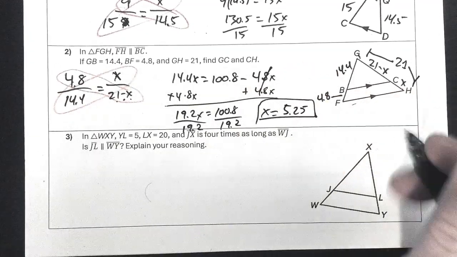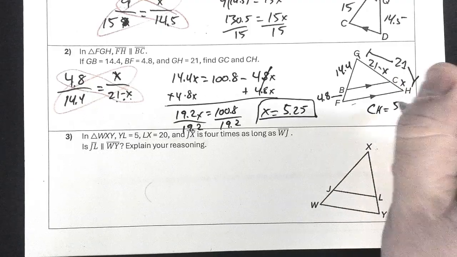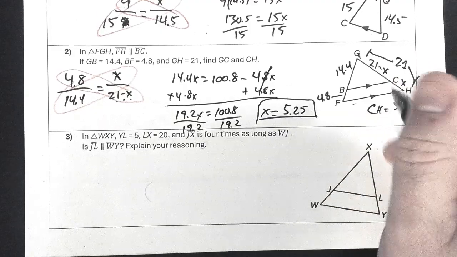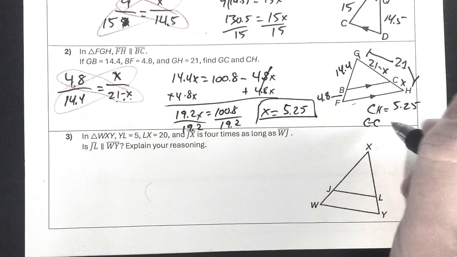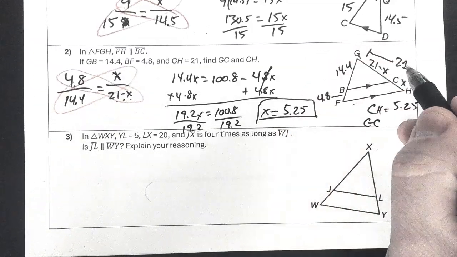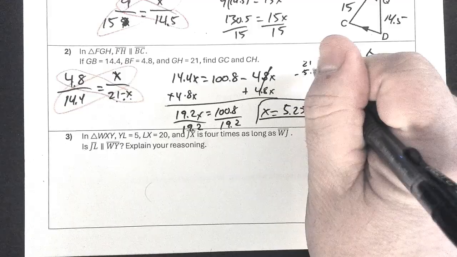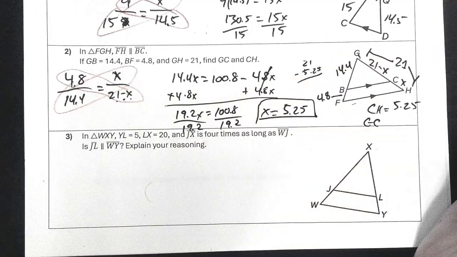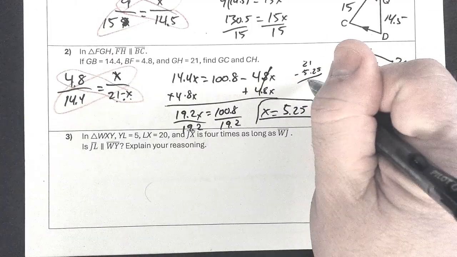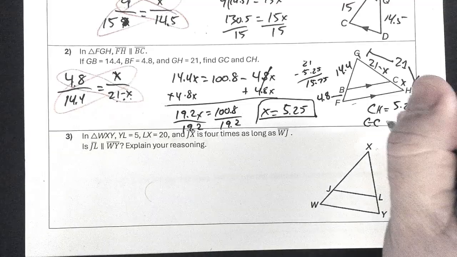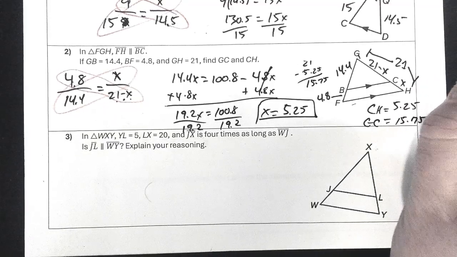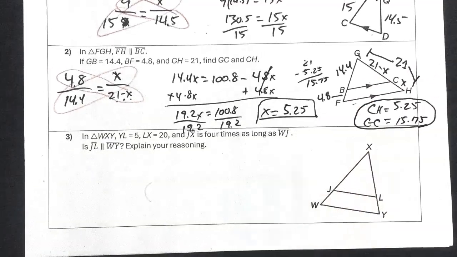So CH, I'll just write it over here, is 5.25. And then they wanted GC. GC was 21 minus 5.25, which is 15.75. So GC is 15.75. We'll put them both over here.